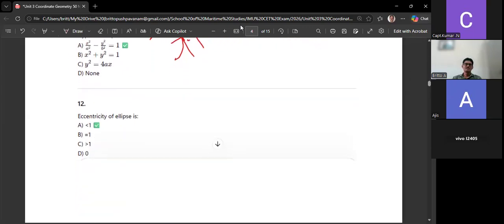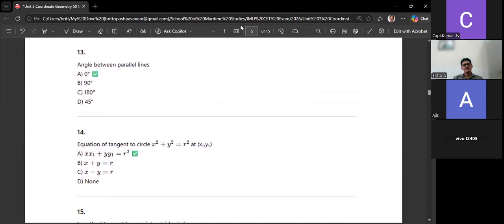Now, question number 12. What is the eccentricity of an ellipse? Just now I told you, right? The eccentricity being less than 1 means an ellipse. If the eccentricity is greater than 1, it is a hyperbola. So for this question, the answer is e less than 1.